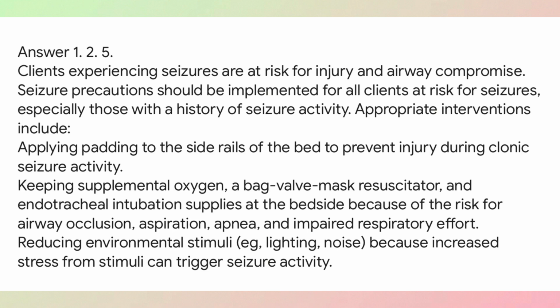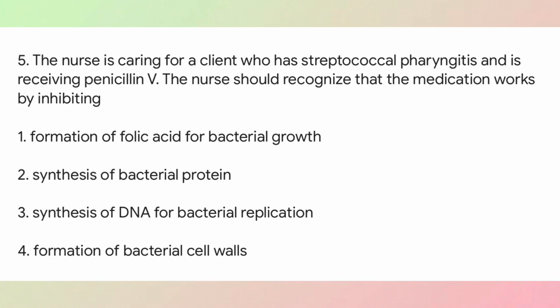Seizure precautions should be implemented for all clients at risk for seizures, especially those with a history of seizure activity. Appropriate interventions include applying padding to the side rails of the bed to prevent injury during clonic seizure activity, keeping supplemental oxygen, a bag valve mask resuscitator, and endotracheal intubation supplies at the bedside because of the risk for airway occlusion, aspiration, apnea, and impaired respiratory effort, and reducing environmental stimuli, e.g., lighting, noise, because increased stress from stimuli can trigger seizure activity.